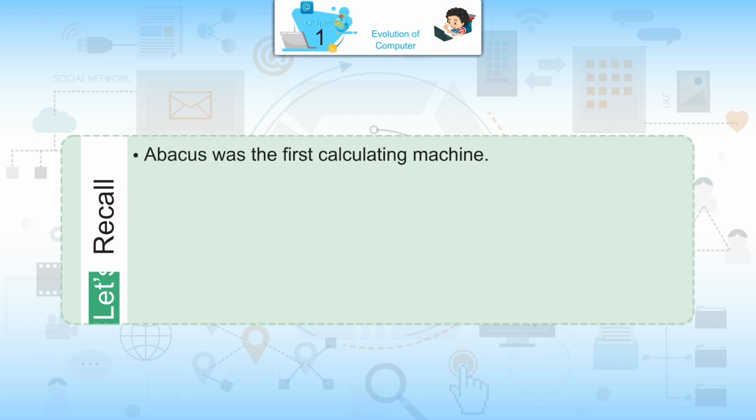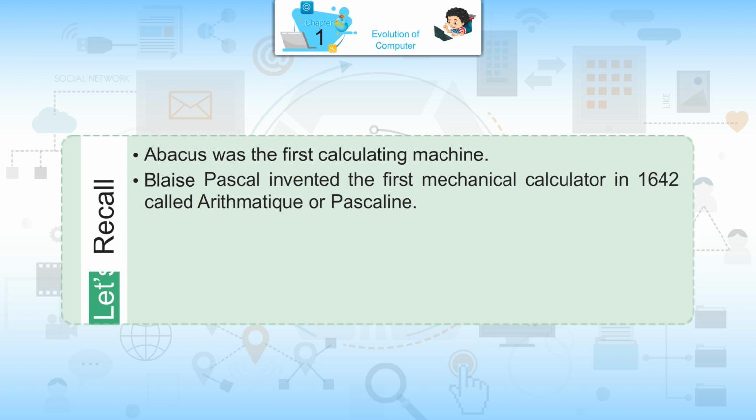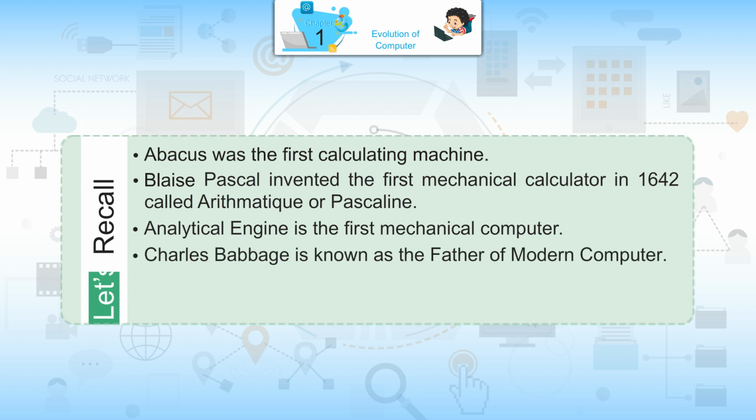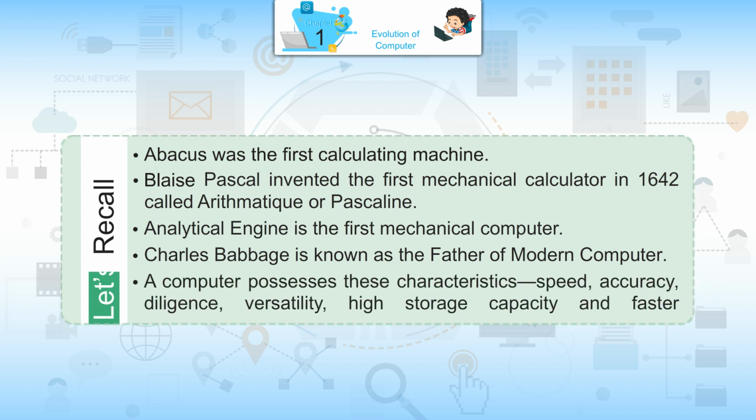Let's recall. Abacus was the first calculating machine. Blaise Pascal invented the first mechanical calculator in 1642 called arithmetic or Pascaline. Analytical engine is the first mechanical computer. Charles Babbage is known as the father of modern computer. A computer possesses these characteristics: speed, accuracy, diligence, versatility, high storage capacity, and faster communication.